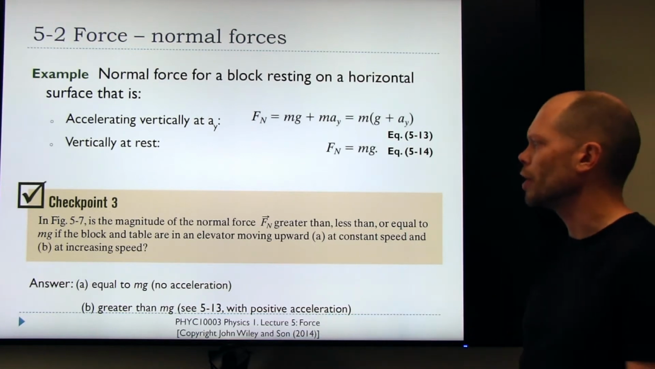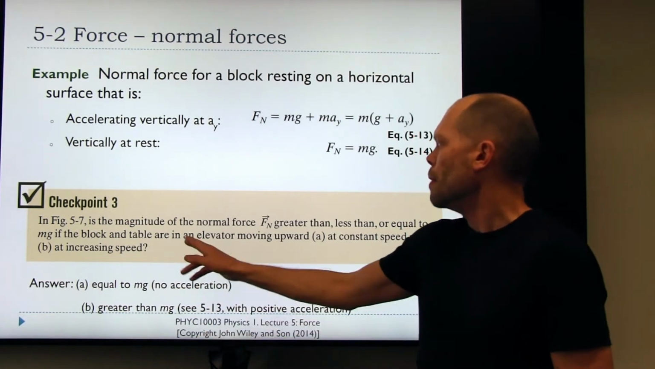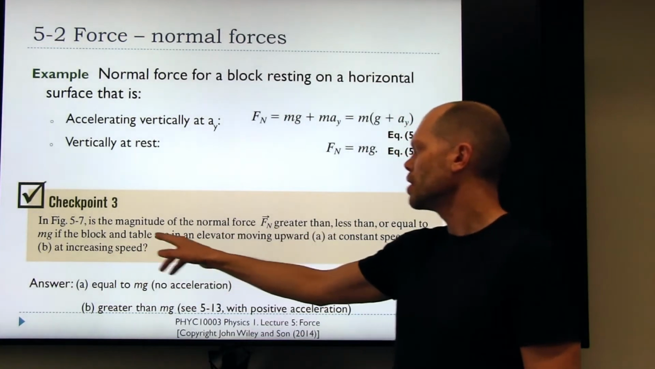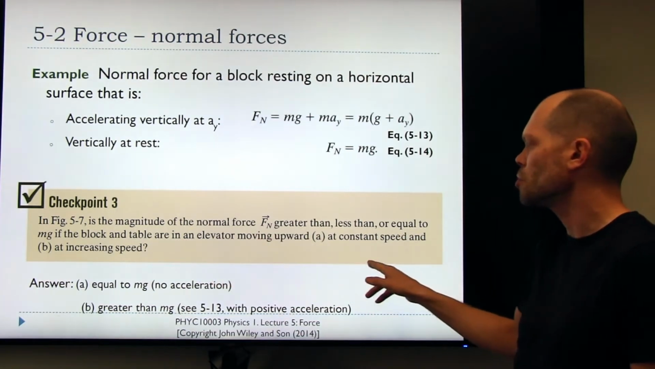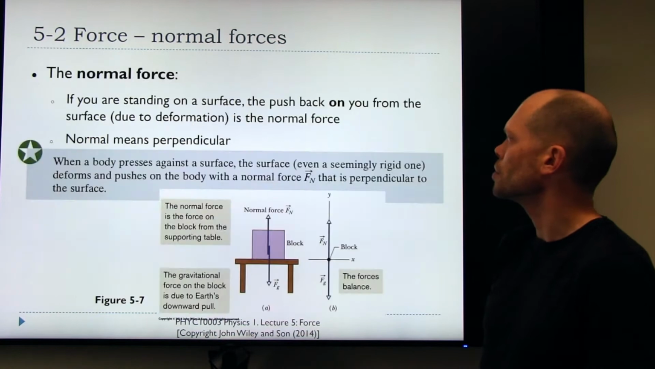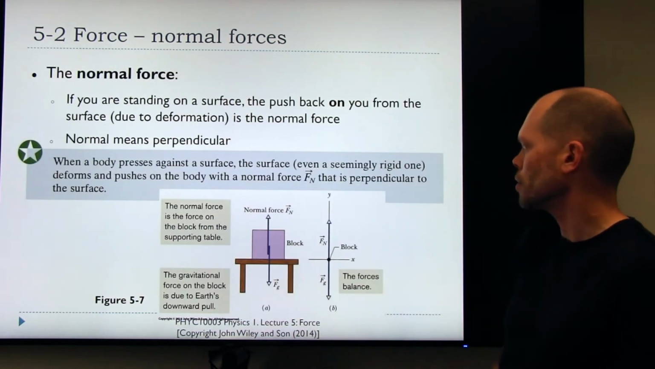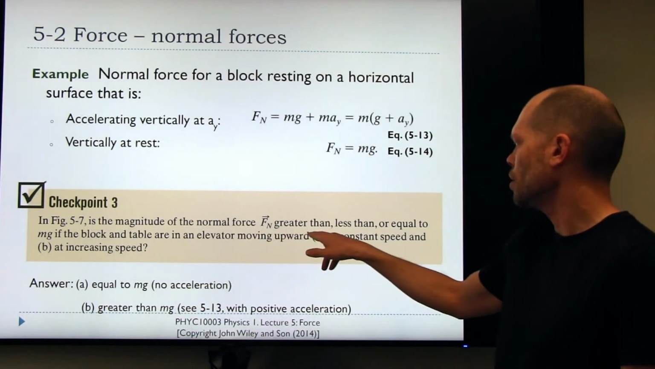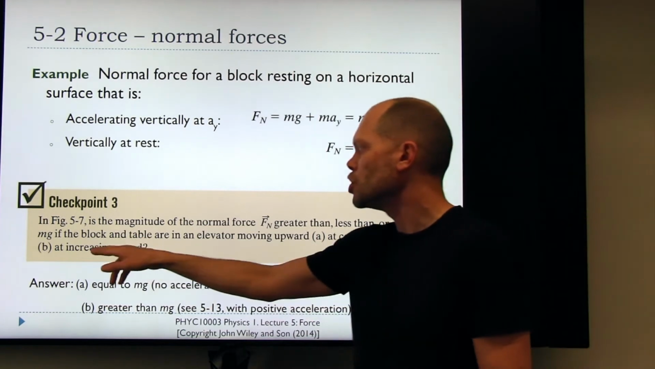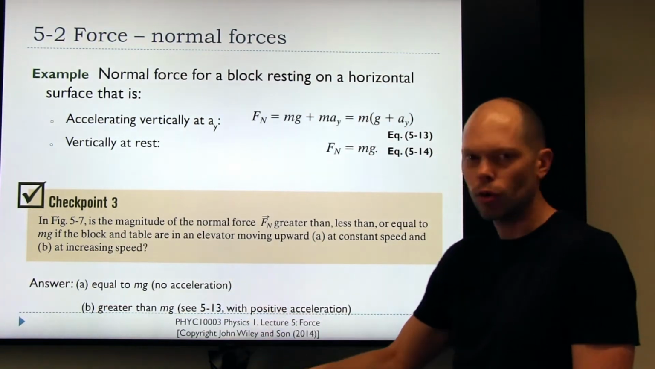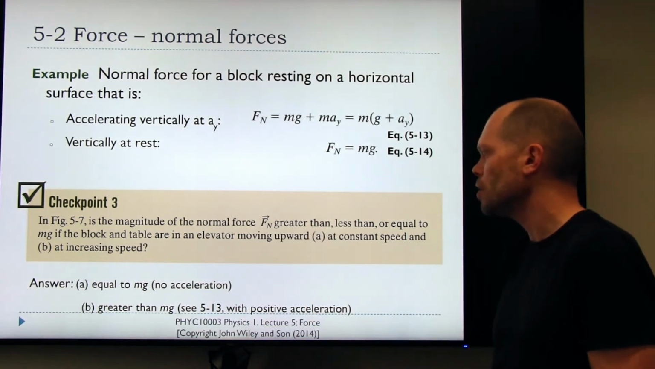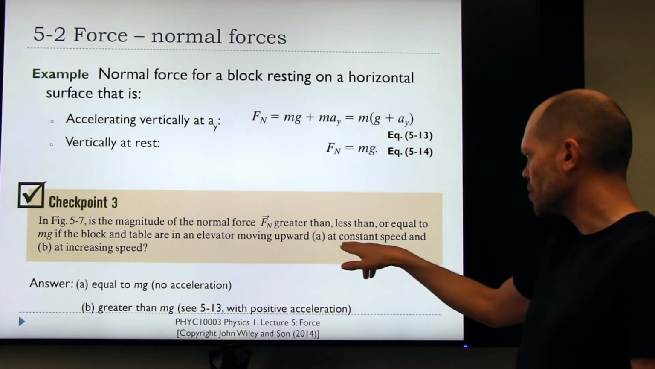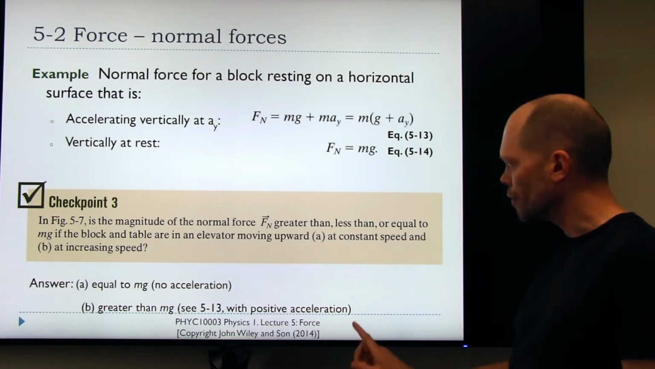So checkpoint number 3. Is the magnitude of the normal force greater than, less than, or equal to mg if the block and table are in an elevator going upward at constant speed, or at an increasing speed? So it says 5.7, must be referring to this one here. All right, so here's our image. Is the magnitude of the normal force greater than, less than, or equal to mg if the block and the table are in an elevator, or a lift, moving upward at a constant speed, or B, at an increasing speed?